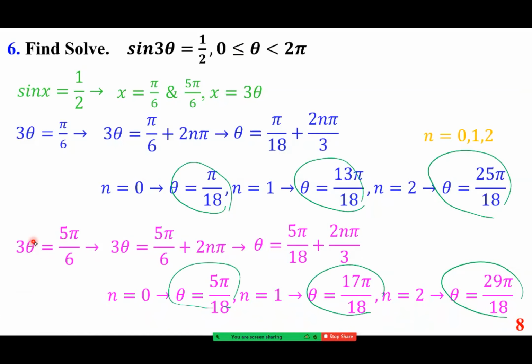If it were x, we would have 2 answers. Because it's 3 and we cut the angle into 3 pieces, then it's 3 times. We get 3 times 2, 6 answers. If it were 4 theta, we would get 4 times 2, 8 answers.